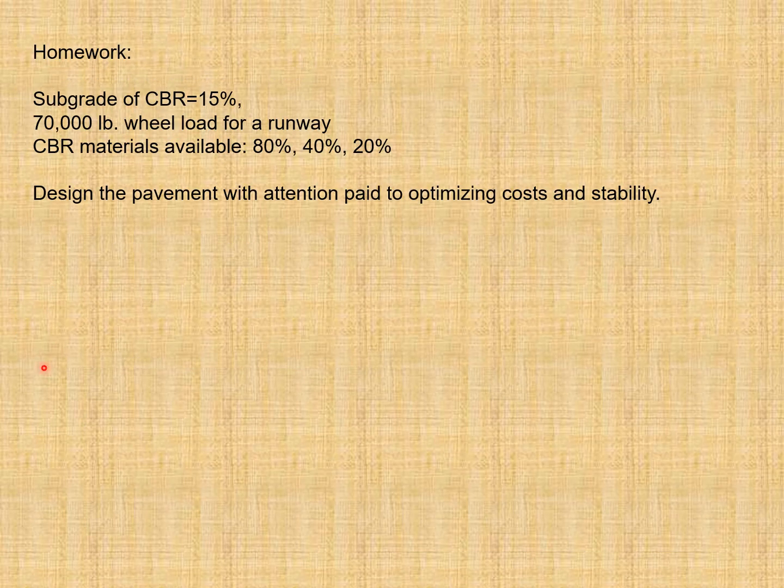Now just for practice, look at this problem and you will have to solve it yourself. Subgrade of CBR equal to 15% and 70,000 pound wheel load for a runway. CBR materials available 80%, 40%, 20%. So design the pavement with attention paid to optimizing cost and stability.